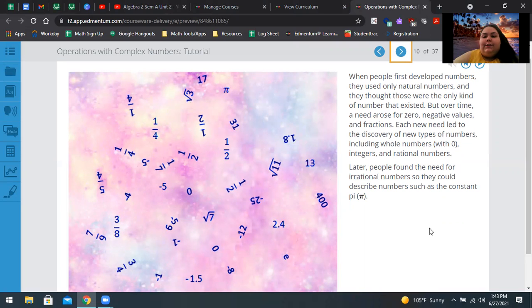So for slide 10, when people first developed numbers, they only used natural numbers and they thought they were the only kind of numbers that existed. But over time, a need arose for zero, negative values, and fractions. Each new need led to a discovery of new types of numbers, including whole numbers with zero, integers, and rational numbers. Later, people found the need for irrational numbers, so they described numbers such as the constant pi. Pi is a very famous number that is considered irrational.